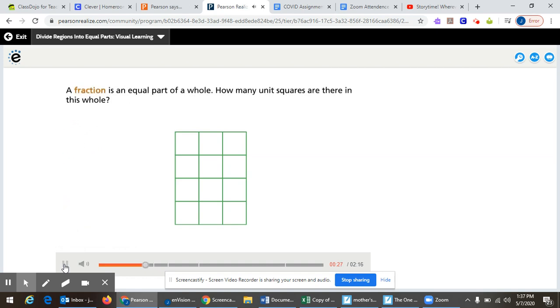A fraction is an equal part of a whole. How many unit squares are there in this whole? So you're going to want to count how many individual squares do you have? There are 12 unit squares in this whole.